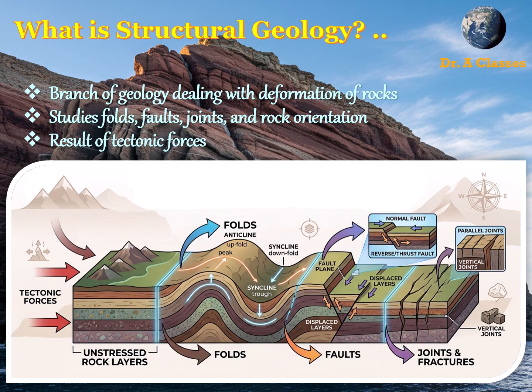These physical changes create the distinct architecture we see in the center and right of the image: folds, the arcs and troughs, faults, where layers have physically slipped, and joints, the vertical fractures. Looking at the directional arrows in the diagram, it is clear these structures are not random. They are the precise geometric results of tectonic forces acting over millions of years, recording a history of whether the earth was being squeezed or pulled apart.